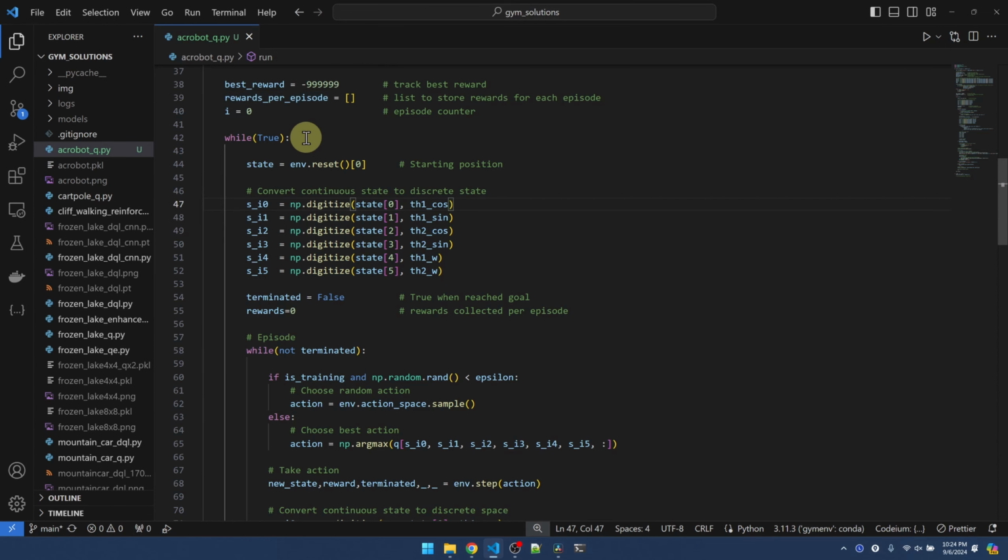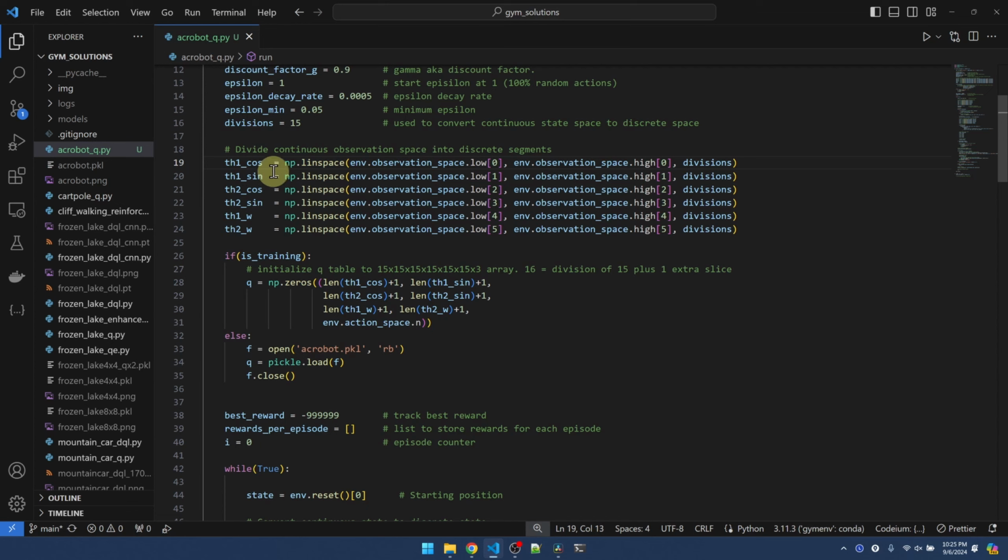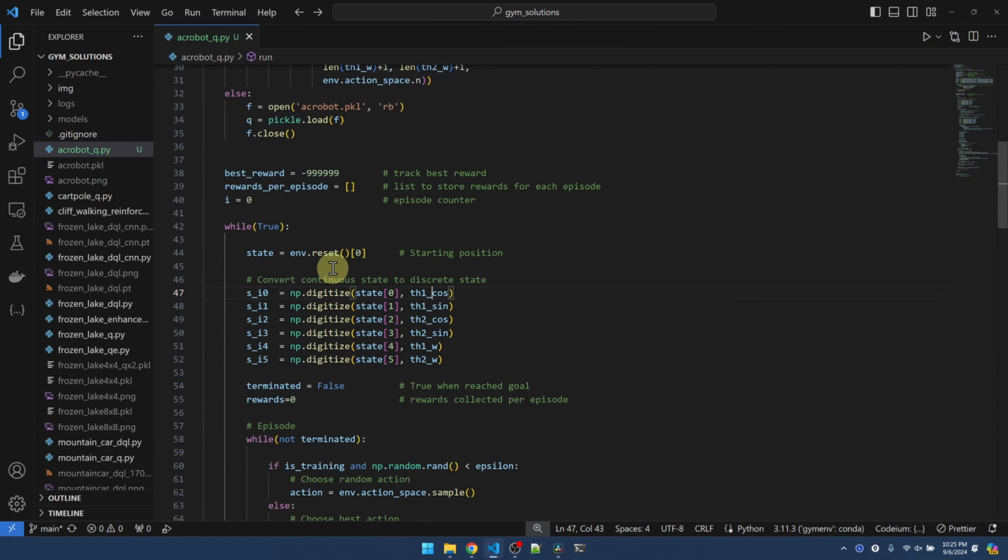We'll start an infinite loop which will break out if the Acrobot is able to reach its goal in 100 steps or less. First, we reset the environment, which gives us a starting state. Right here, let me go up. We use linspace to create those buckets of segments. So now with the digitize function, we take those floating point numbers and we turn them into the bucket or the segment that each falls into, essentially converting a floating point number into a whole number.